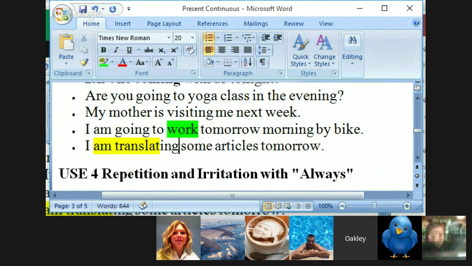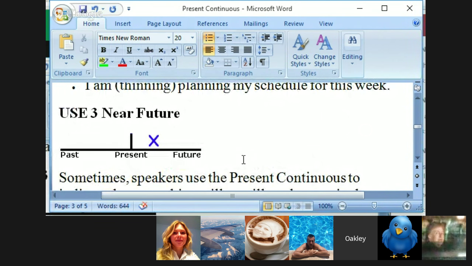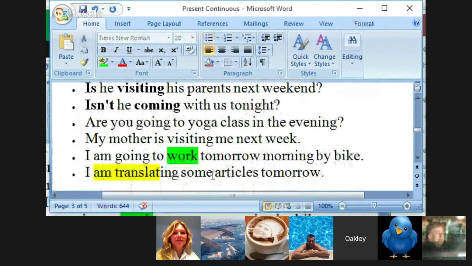That's it. So that means that I've just begun to do it. So right now I'm in progress. No, not right now. This means it's a future intention, like a plan. There's actually no difference between your first sentence and your second sentence. There's no difference whatsoever.